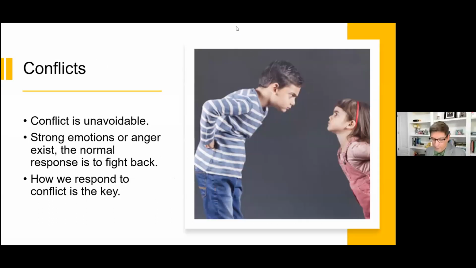I think we all know that conflicts are going to occur. That's part of the human experience. They're going to happen; it's just a matter of time. There are emotions involved, so strong emotions or anger exist, and the normal response is to fight back. The key is how we respond to conflict, which is what's going to make a difference. And in college settings, among students, staff, and faculty, these issues are going to occur.